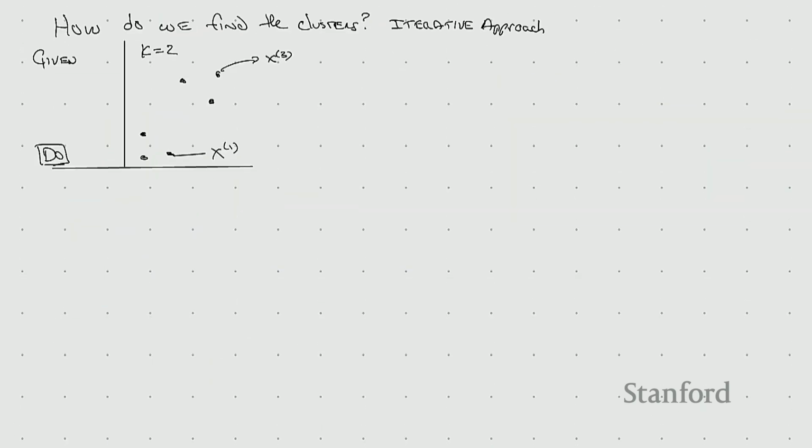So we'll start by picking these means. Where are we going to pick them? If we knew where to pick them optimally, we'd be done. So we just pick them randomly to start with. So I'll pick the cluster center for 2 up here, and I'll pick the cluster center for 1 down here.